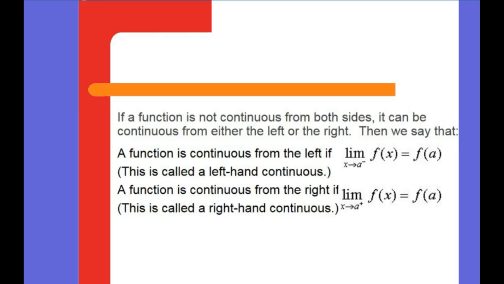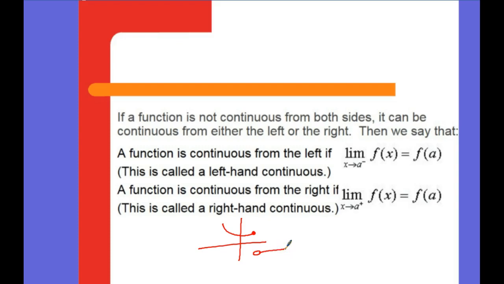All right, so if a function is not continuous from both sides, it can be what we call continuous from the left or continuous from the right. So we also have what we call right and left continuity. So you have left-hand continuous and right-hand continuous. It should make sense then that this occurs when the left-hand limit equals the function value, but the right-hand limit does not. So for example, that could be something like a piecewise where it's closed here and open there.